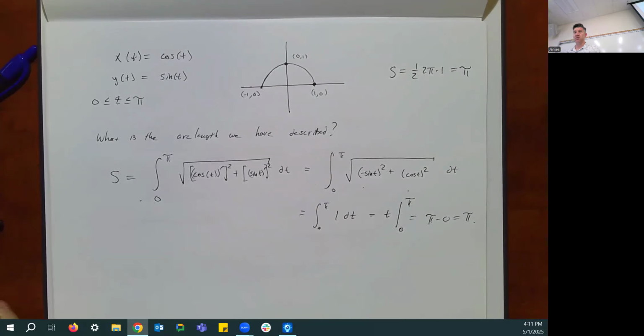Now, do you need to use the arc length integral to find the length of half of a circle? No. But is it good to see that it does give us the answer we expect? Definitely yes. Okay, but what if you're not given the function parametrically? Well, here's what you do.